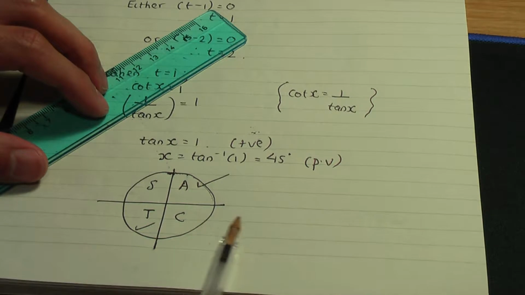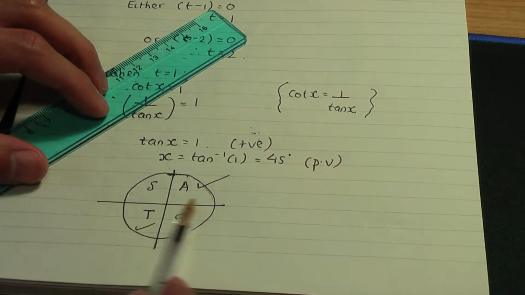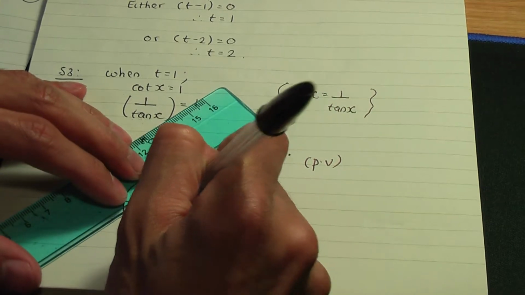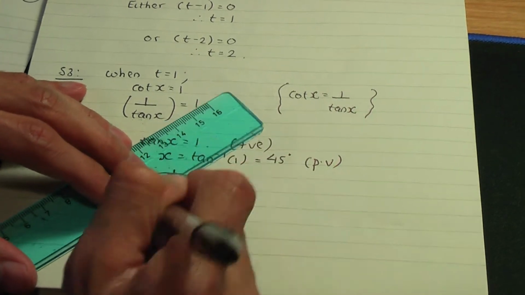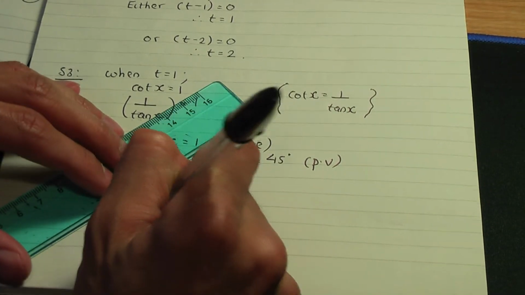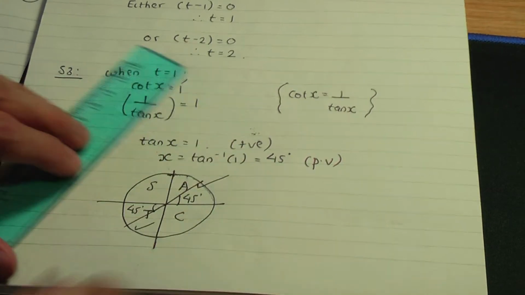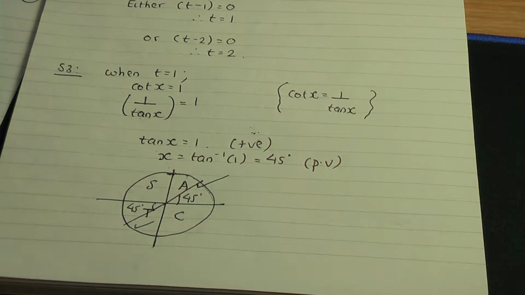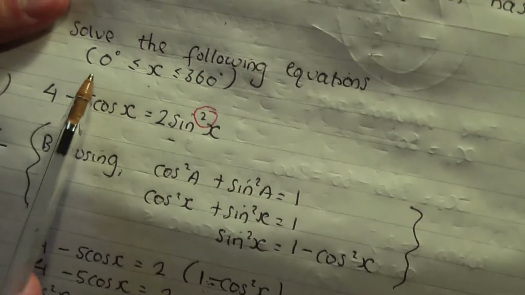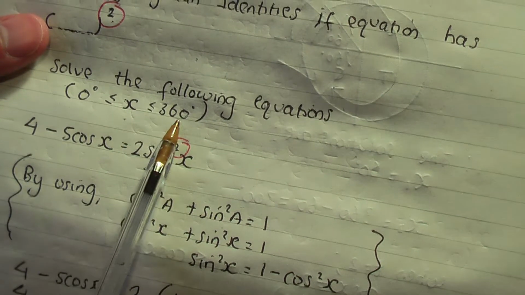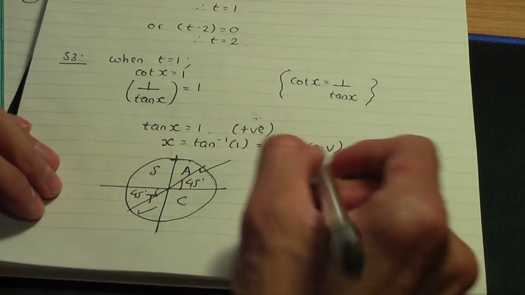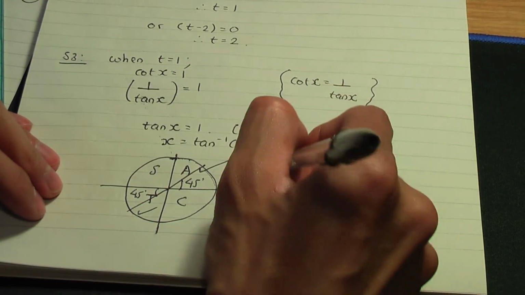So measure your angles from the horizontal, remember, when plotting the angles. In the first quadrant, here's 45 degrees. In the third quadrant, here's 45 degrees. And bearing in mind, everyone, the range in this question, 0 to 360 is our range. So let's work out the solutions. Let me just insert them here.